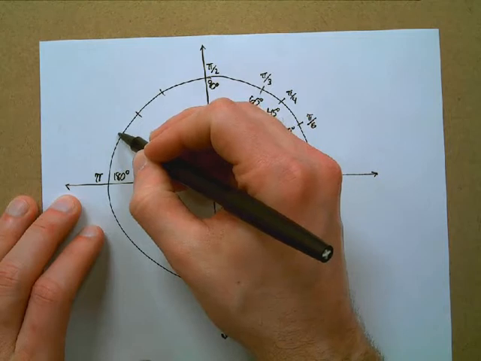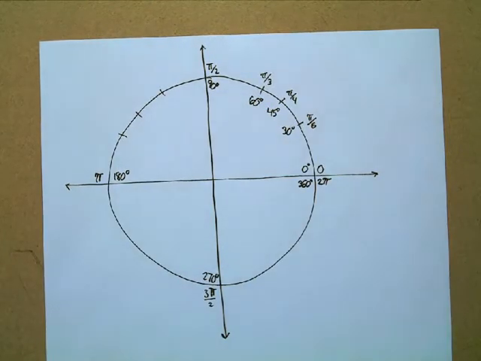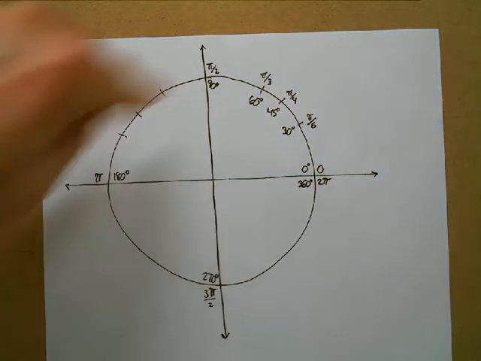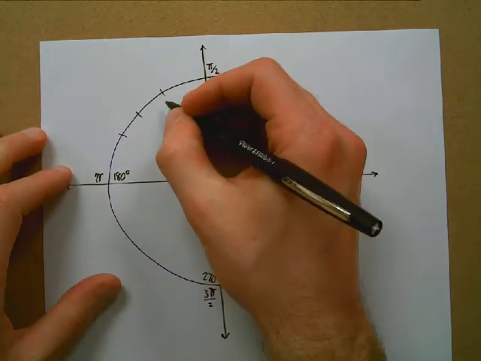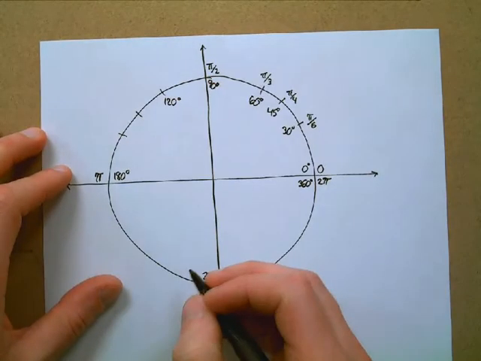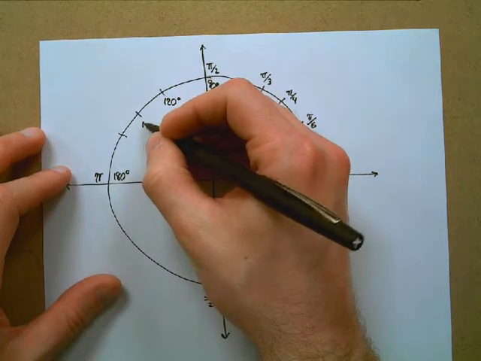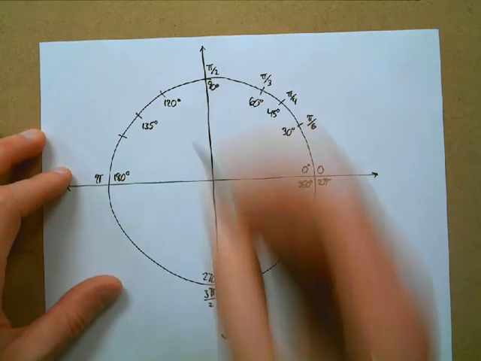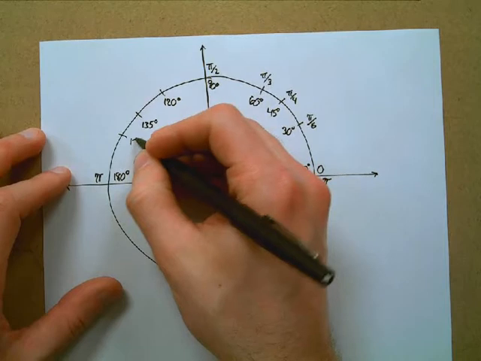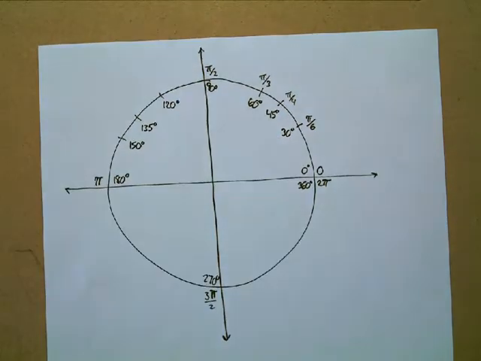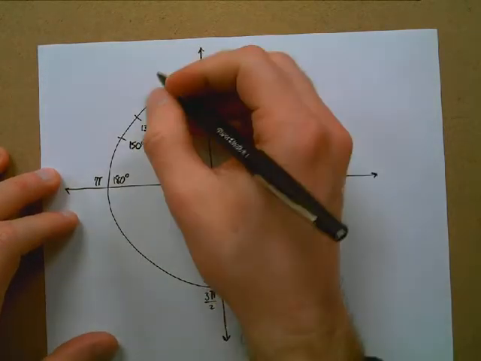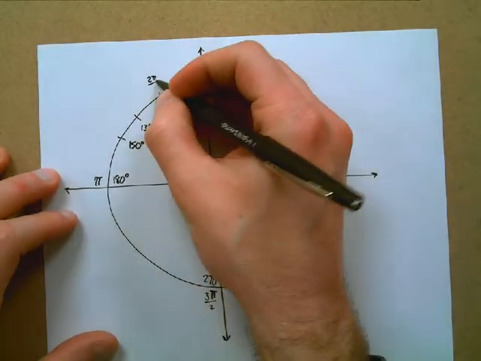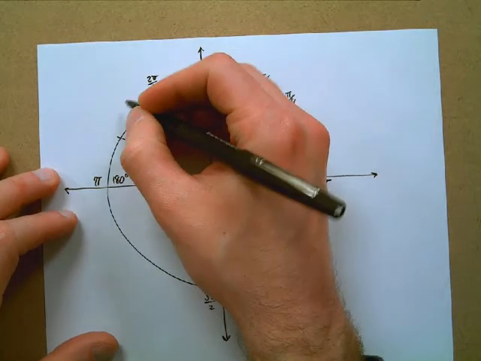All right, next 3 angles then, the corresponding angles in the second quadrant. It's going to be 120 degrees, 135 degrees, and 150 degrees. Which is then 2 pi over 3, 3 pi over 4, and 5 pi over 6.